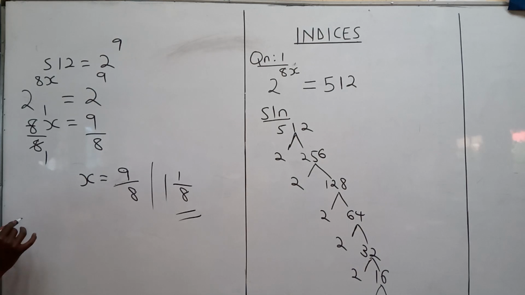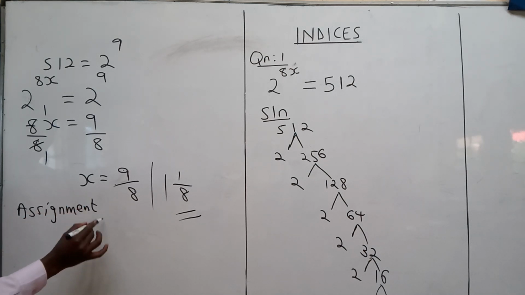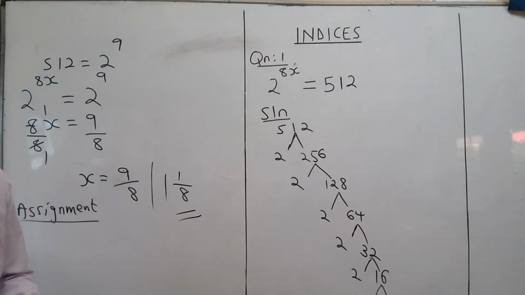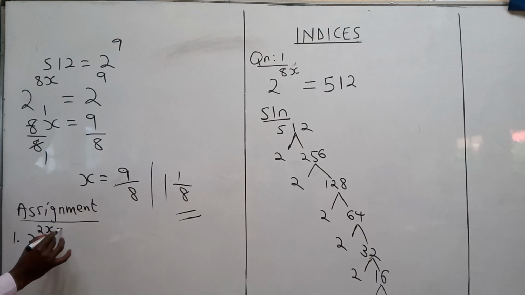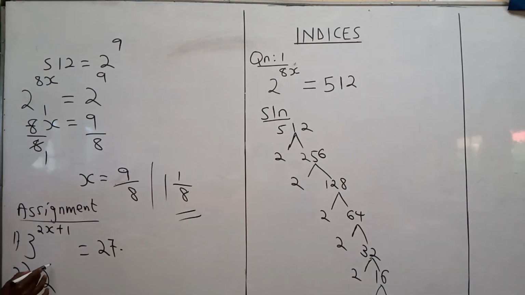You can attempt the following, and you can have this as your assignment. Attempt the following questions. Give your answers in the comment section. Question number 1: 3 to power 2x plus 1 is equal to 27. And the second question is 2 to power 3x minus 2 is equal to 64.